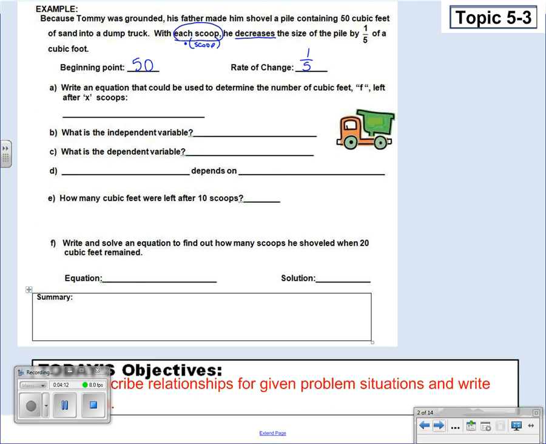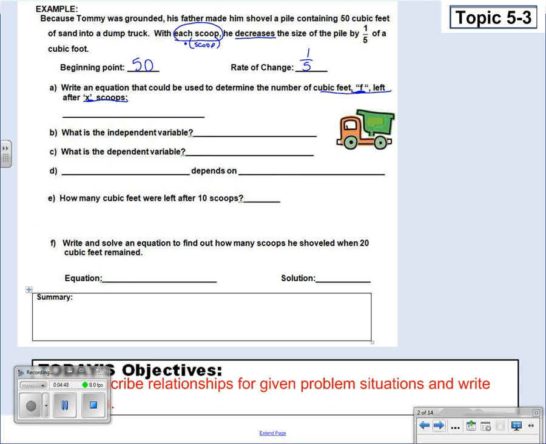So now we want to write the equation that could be used to determine the number of cubic feet left after x scoops. Part A actually tells us what variables we're going to be using. F is for the cubic feet left, and x represents the scoops. If we can figure out which one is going to be our input and which is going to be our output, that will help us in determining our equation. So figuring out what depends on what. Does the amount of cubic feet left depend on the number of scoops, or does the number of scoops depend on the feet?